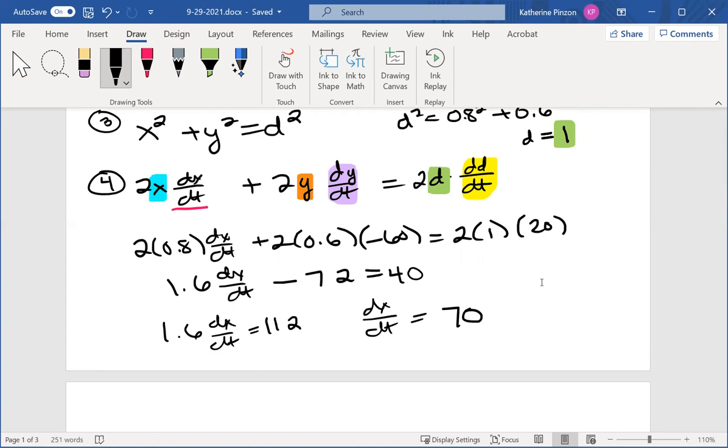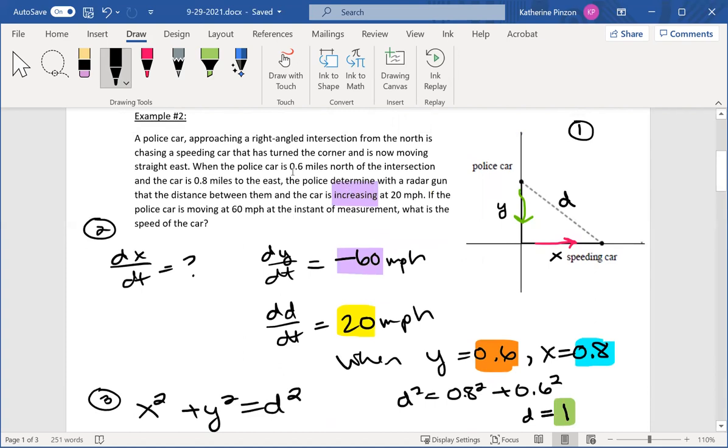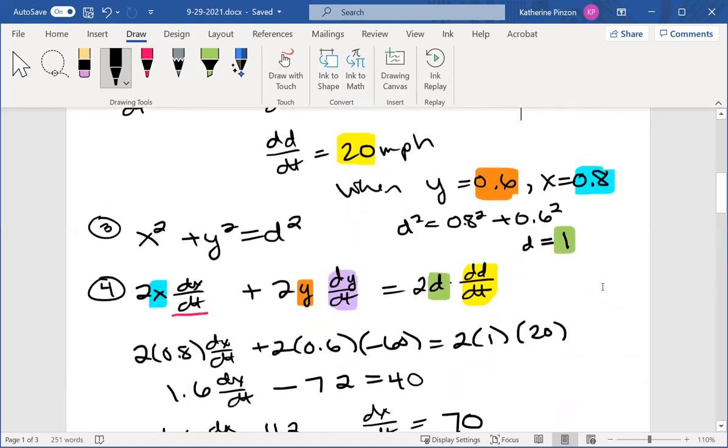Yes. I did figure out 0.8 and 0.6 for those given. They were given to me. Yep. Right here it says when the police car is 0.6 miles north and the speeding car is 0.8 miles to the east. Yeah, so they were given to me.